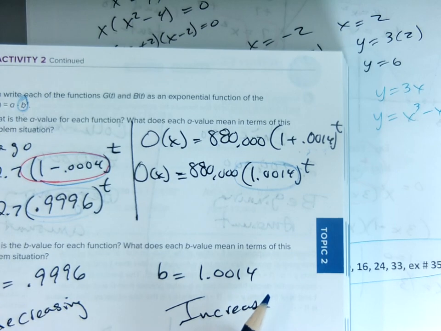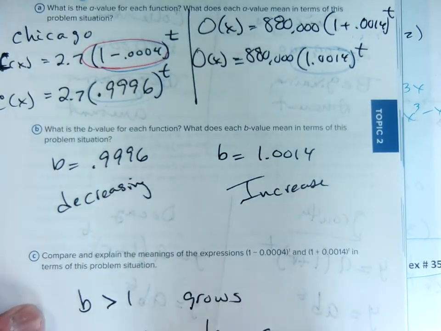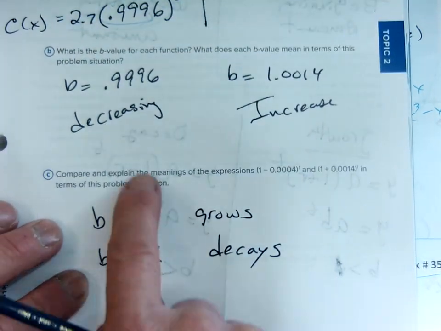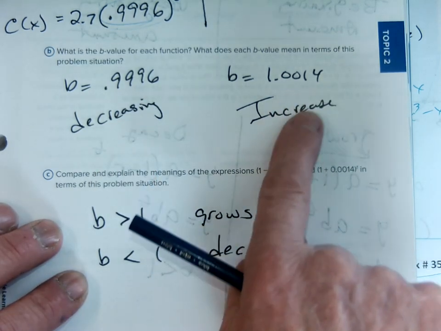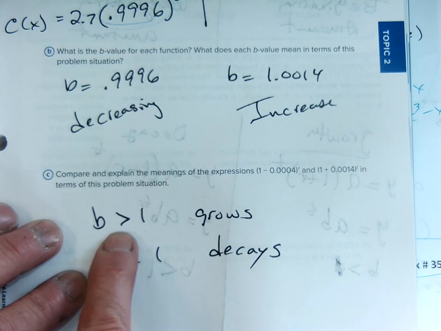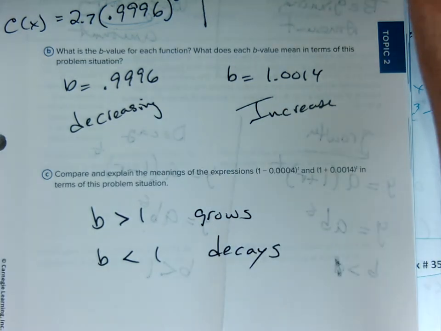So, okay, we know that b is decreasing. It decreases, so there's Chicago. b is less than 1. And if b is greater than 1, it's increasing. So there, if b is greater than 1, it's increasing. So that's growth, and that's decay.